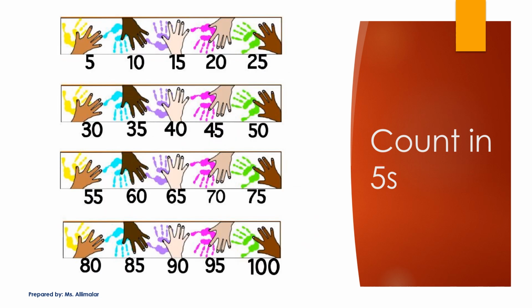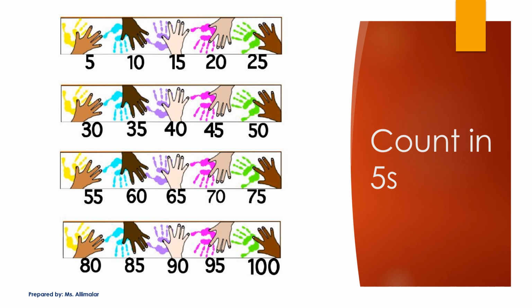Count in fives. Counting in twos means you plus 2. Counting in fives means you plus 5. For example, you will start with 5. Then 5 plus another 5, you will get 10. 10 plus another 5, you will get 15. So that is counting in fives.